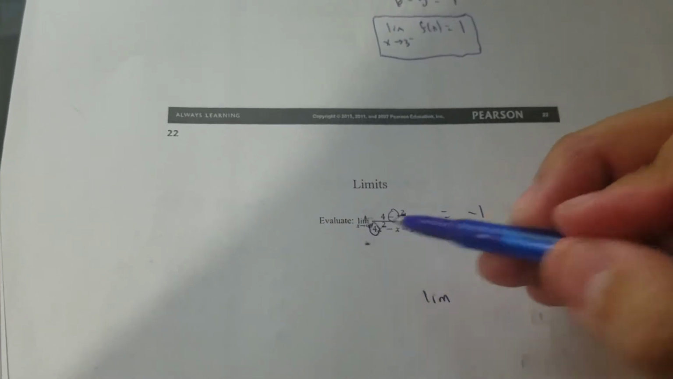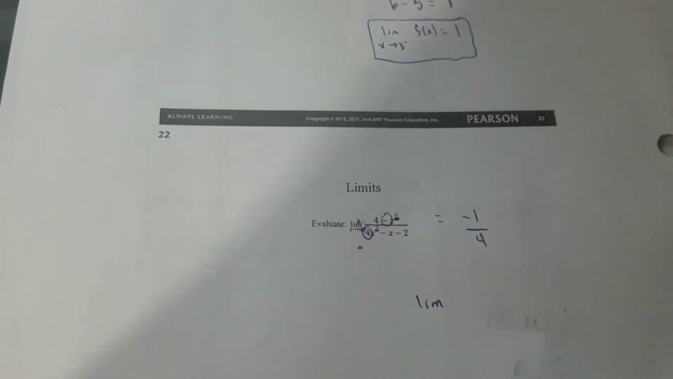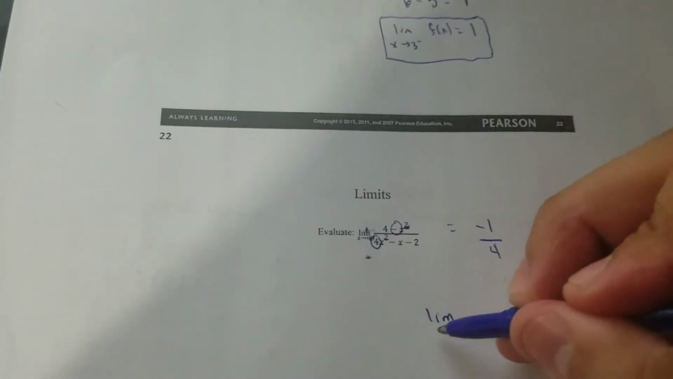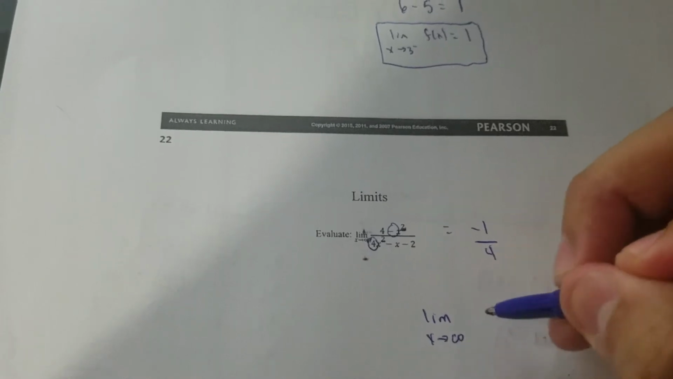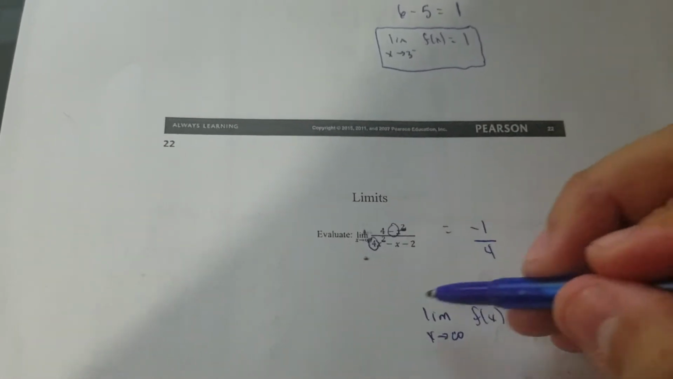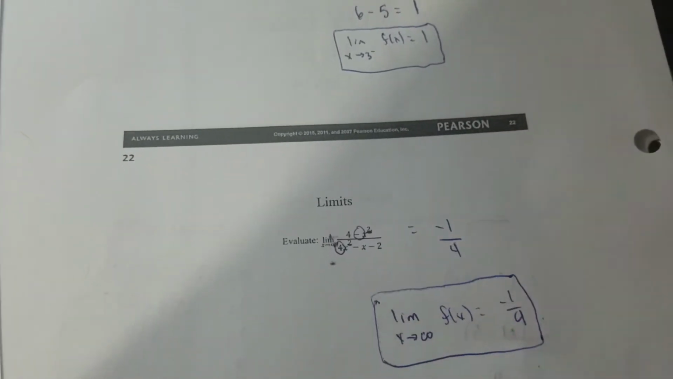The coefficients of the highest degree. And they're going to try and trick you. So that's the only thing they could probably trick you on, is that.